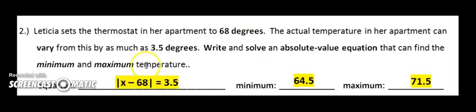So optimally, we want the temperature to be 68, but we're allowing it to get 3.5 degrees hotter or 3.5 degrees colder. So hotter, 68 plus 3.5, which gives us 71.5 degrees. Colder, we'd subtract the 3.5, so 68 minus 3.5 would be 64.5 degrees.